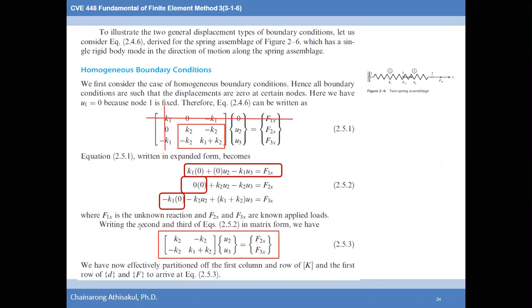And from this equation, we found that this element matrix is not a singular matrix anymore. And we can find the nodal displacement u2 and u3 from this step. Okay, so this is just the homogeneous boundary condition. Let's move on to the next.